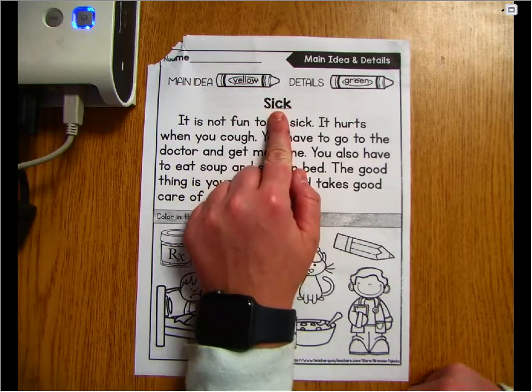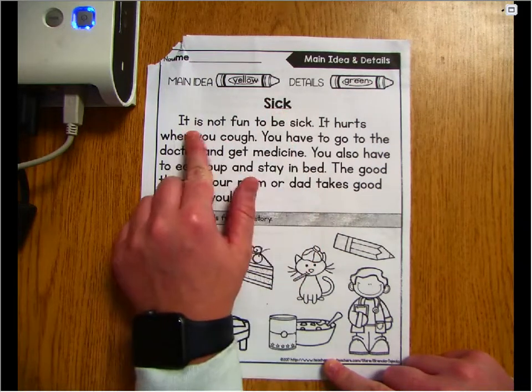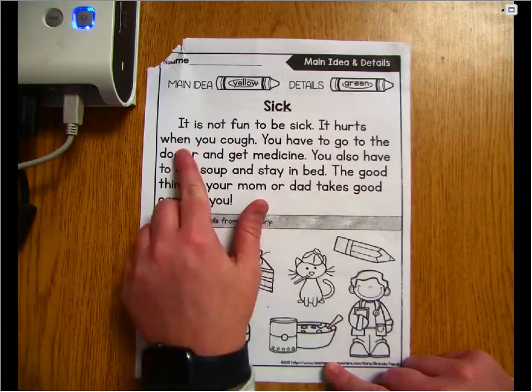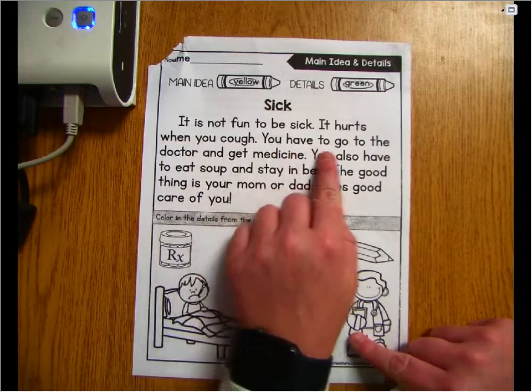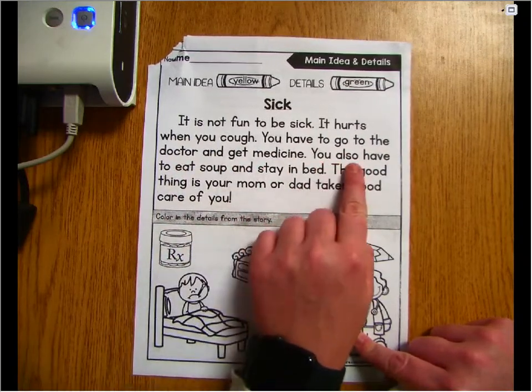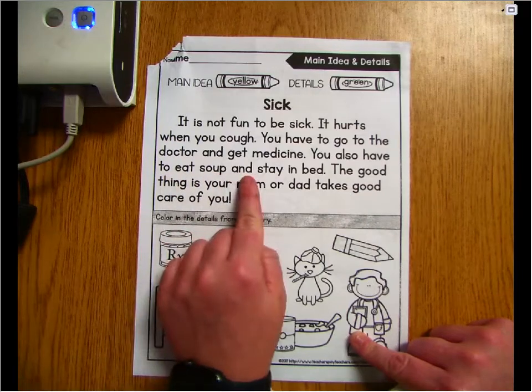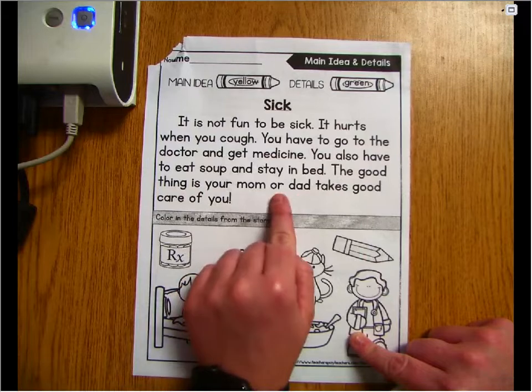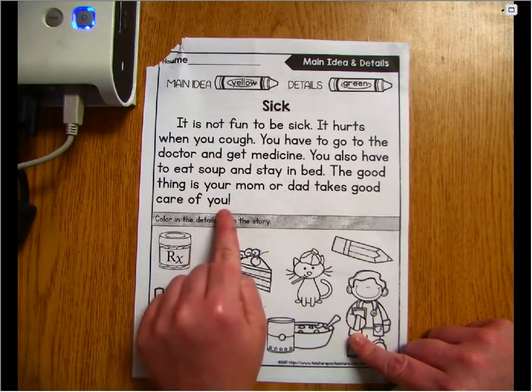This story is called Sick. It is not fun to be sick. It hurts when you cough. You have to go to the doctor and get medicine. You also have to eat soup and stay in bed. The good thing is your mom or dad takes good care of you.